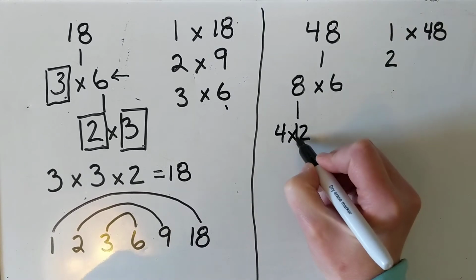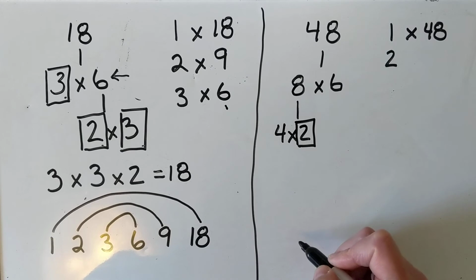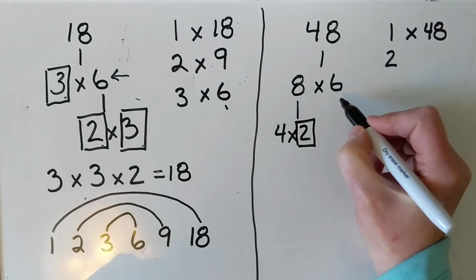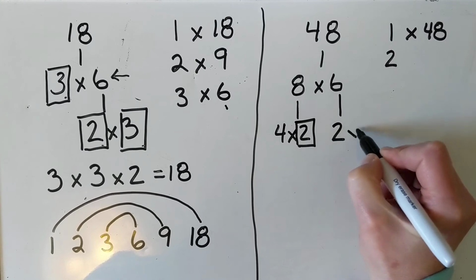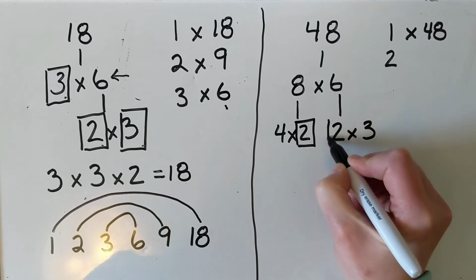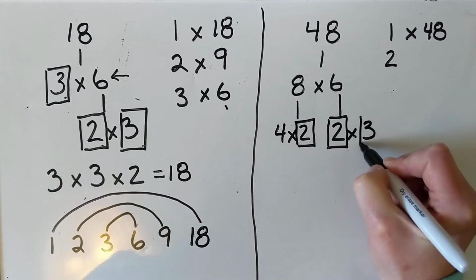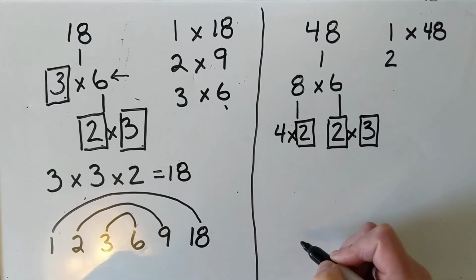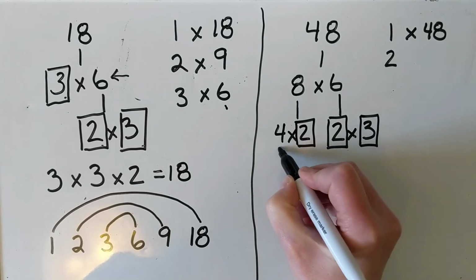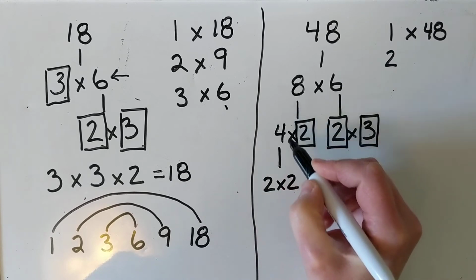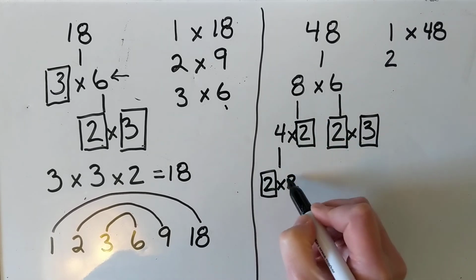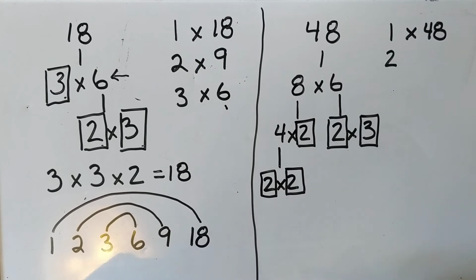Okay, 2 is a prime, so I'm going to put a box around that. 6, I can break that down into 2 groups of 3, and both of those are primes. So I'm going to put boxes around those. This guy, however, is not a prime, so I have to break him down further. 2 groups of 2, and both of those are primes. So there's nothing else for me to break down.